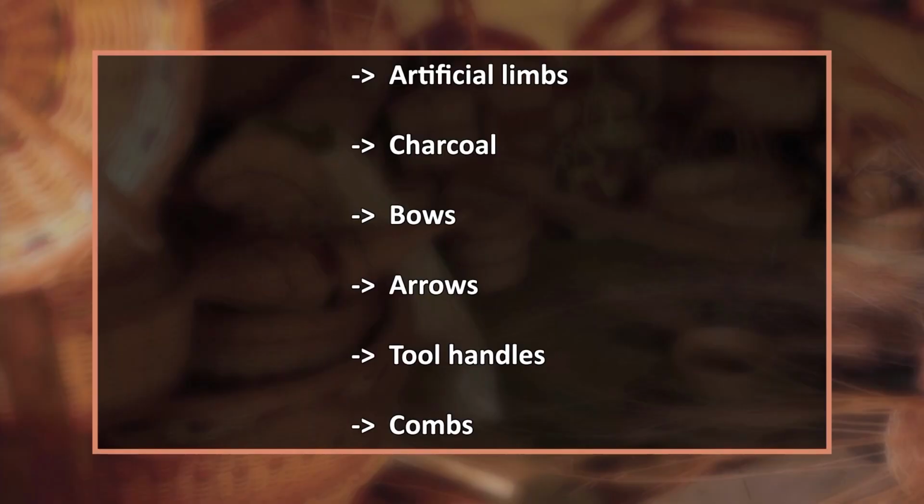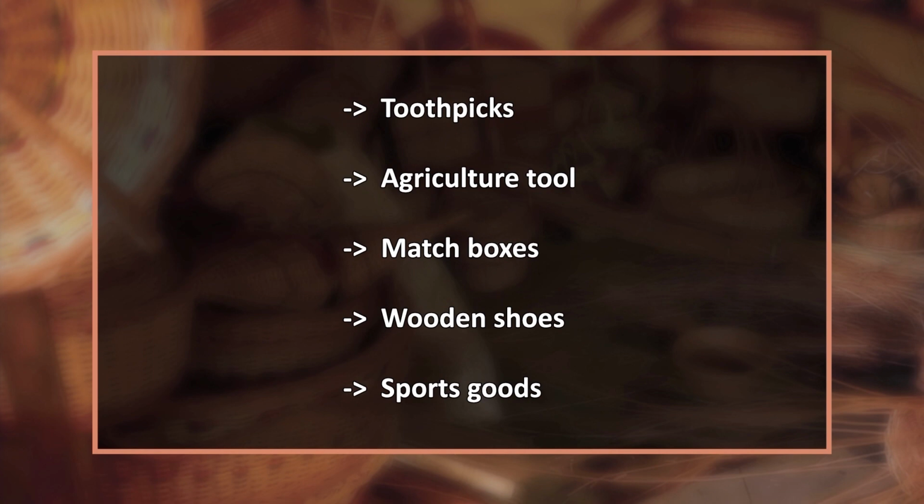Salix fragilis, a very important willow species, is also used for making artificial limbs, charcoal, bows, arrows, tool handles, combs, toothpicks, agriculture tools, matchboxes, wooden shoes and sports goods. Dried leaves and branches are used for making charcoal.